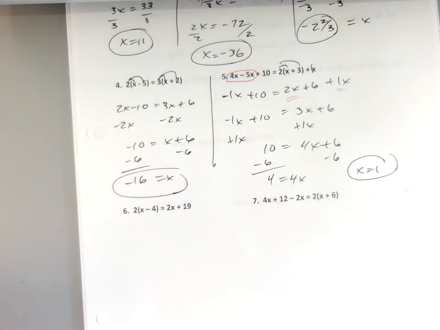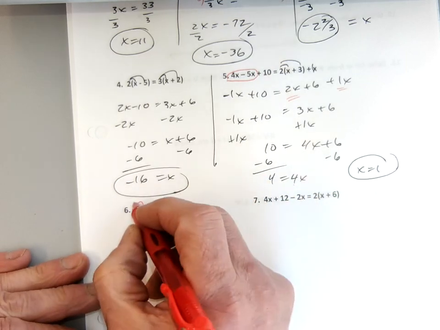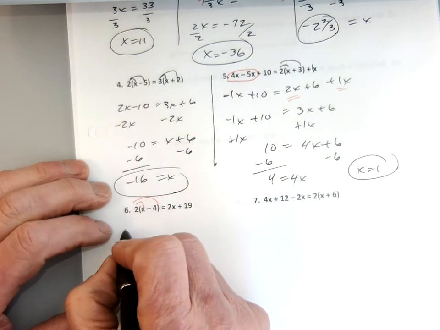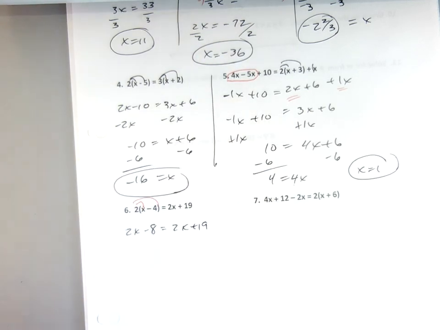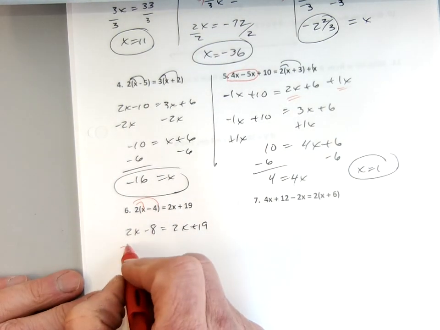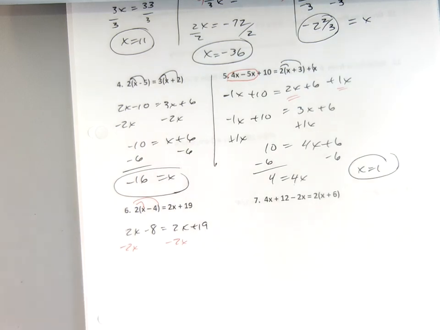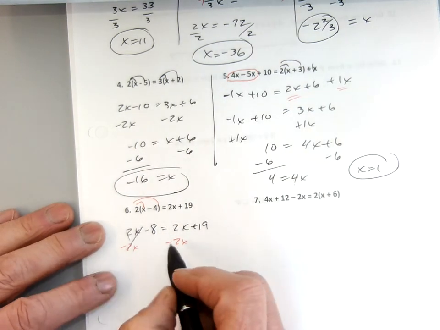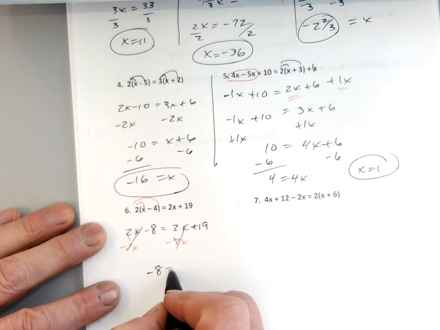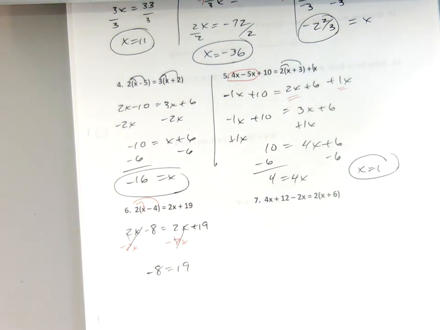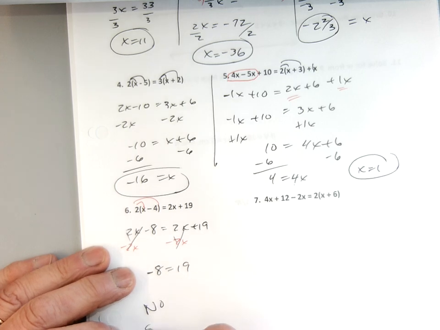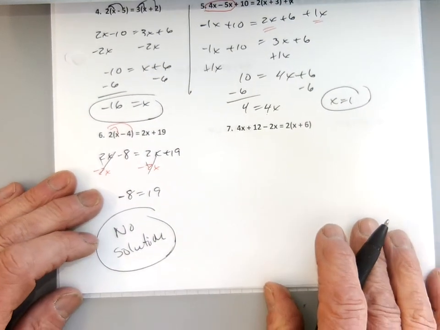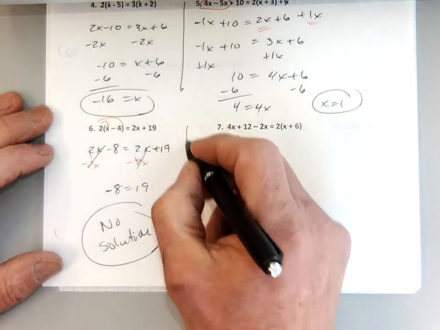Number 6, I'm going to distribute first. I'm going to go that times that. So I get a 2x minus 8 equals a 2x plus 19, okay? Boy, if I subtract 2x from both sides, something weird is going to happen. Oh, no, the x's are gone. I have a negative 8 equals 19. Well, the x's are gone. There could be no answer at all, no solution. So we're going to say no solution.